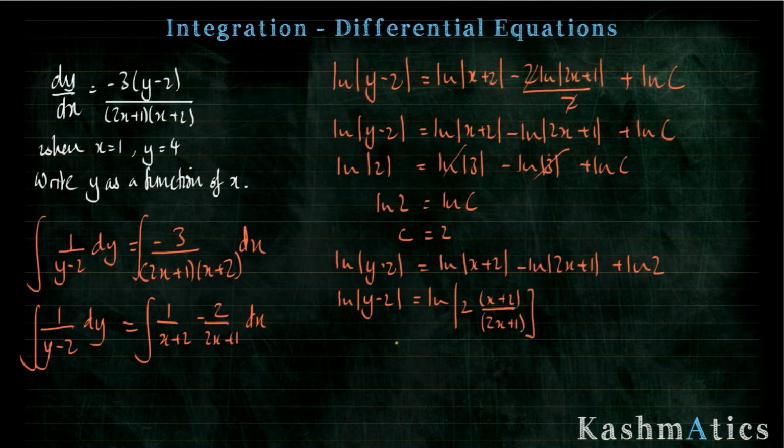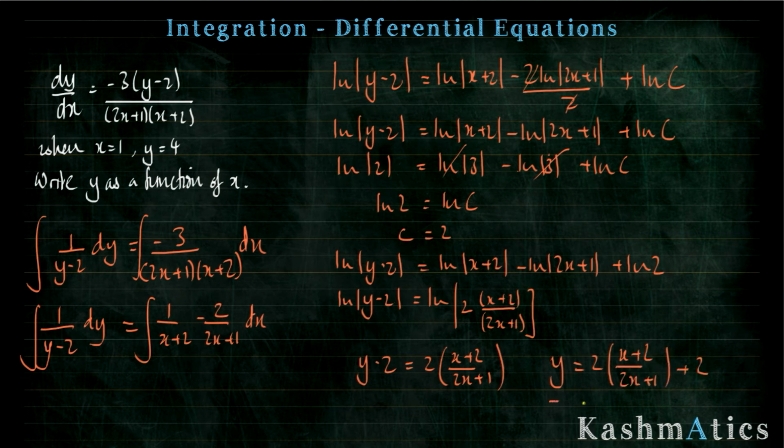Okay. Now what that means is y minus 2 is equal to 2 times x plus 2 over 2x plus 1, and I can move the 2 over to get y is equal to 2 times x plus 2 over 2x plus 1, add 2, and that's it. Now you could simplify that a bit more if you needed to, or if the question asked for it, but you know, it's fine as it is, so I wouldn't bother.